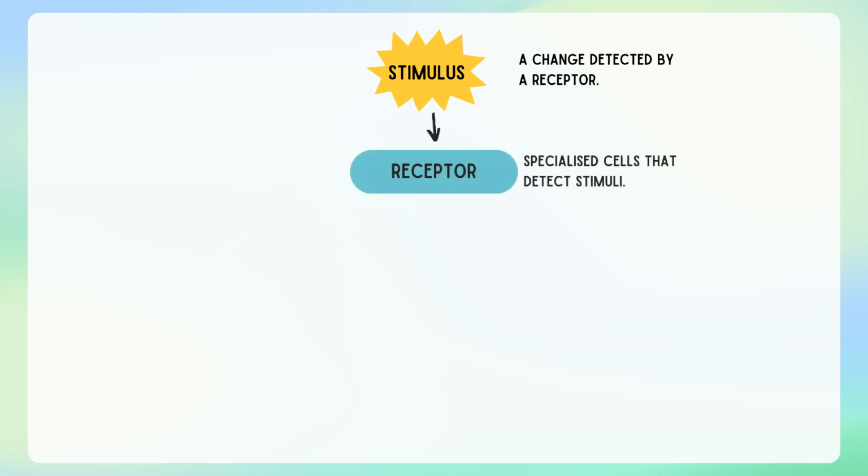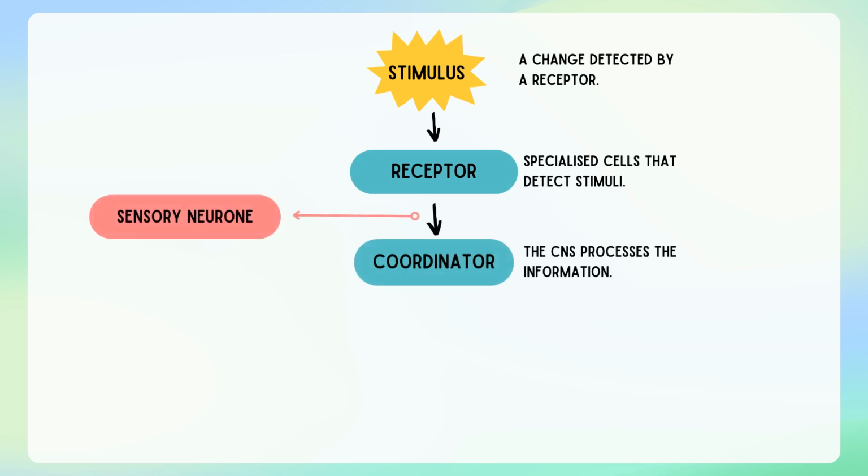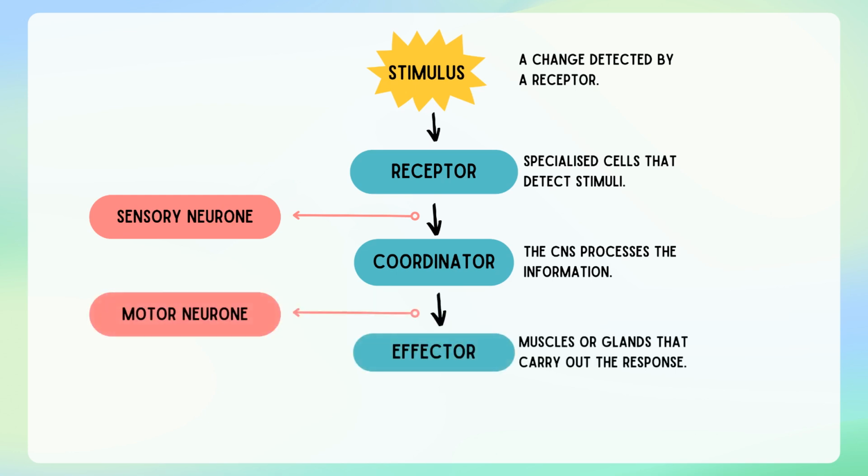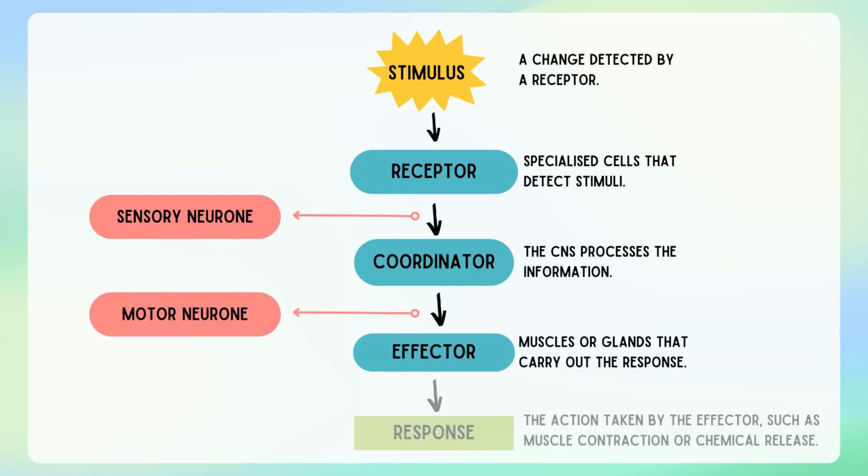The action of the nervous system can be broken down into a sequence of events. We have the stimulus, which is a change detected by a receptor. These receptors are specialized cells that detect stimuli. The CNS then acts as a coordinator and processes the information, and then effectors, which are muscles or glands, carry out the response. The response is the action taken by the effector, such as muscle contraction or chemical release.